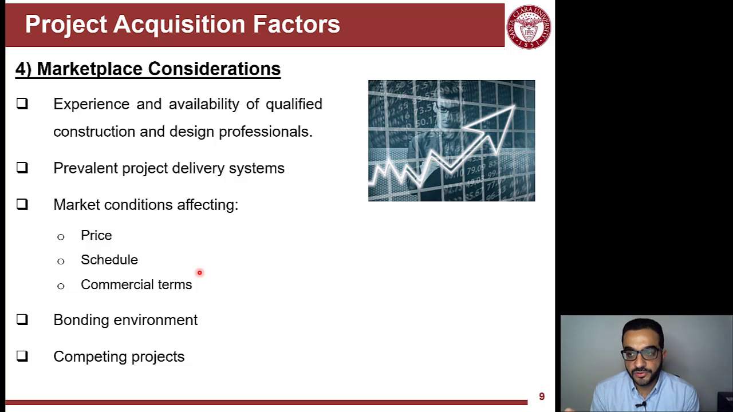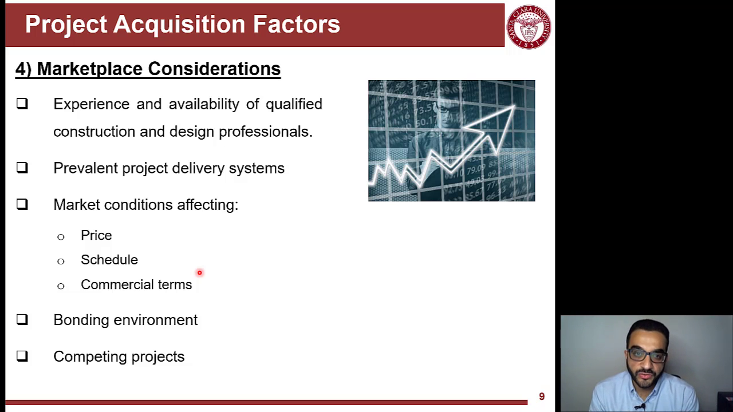Other things that can affect the price, schedule, or commercial terms. If you are in a metropolitan area like Seattle, the Bay Area, or New York, everyone is busy. Everyone has projects to be involved in. That will affect the prices on the quotes or bids you get, how reliable the schedules are, and the commercial terms, because people have leverage now. They have a backlog of work and they don't need you as an owner to give them this project.